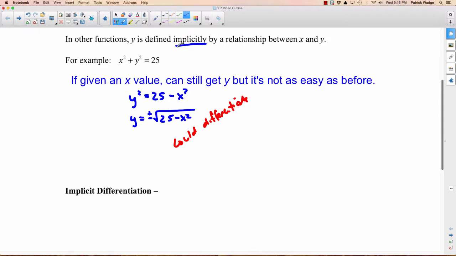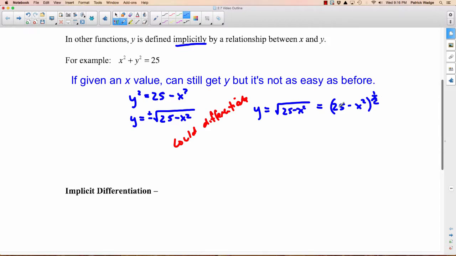It's a bit of a drag though, because you're going to have to do it twice. You're going to have to do it once for the plus and once for the minus. So let's start with the plus. You'd have the square root of 25 minus x squared. And when you're differentiating, you'd probably think of that as 25 minus x squared, all raised to the 1/2 power. What are you going to do next? You're going to use the rule we learned last time. You're going to use the chain rule, right?